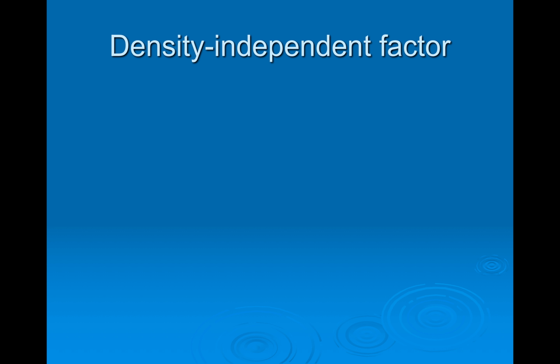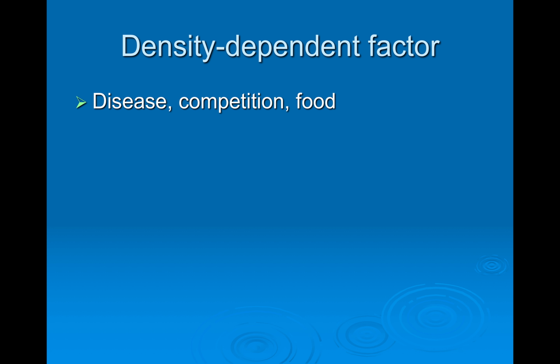All right, our limiting factors. We can separate them into two different types. We have density-dependent factors and density-independent factors. All right, density-dependent factors are things that as we increase our population and organisms start getting closer together, they become more of a problem. So these are things like disease, competition, and food.